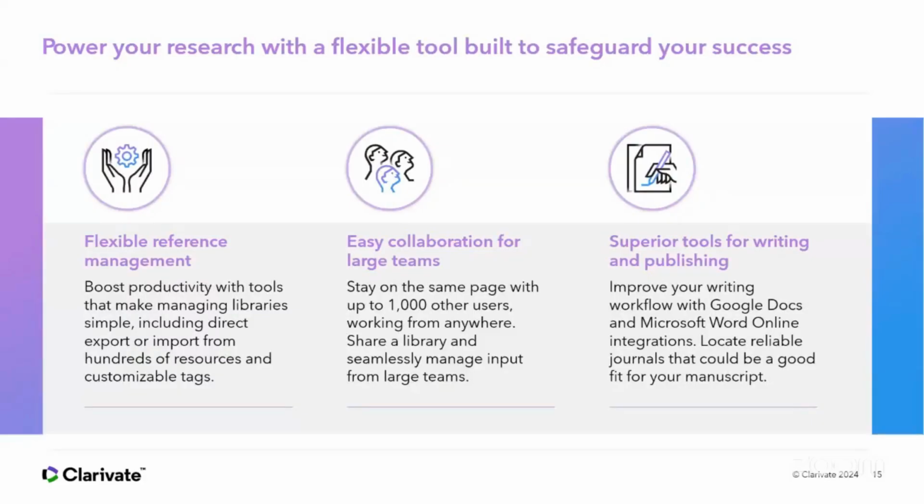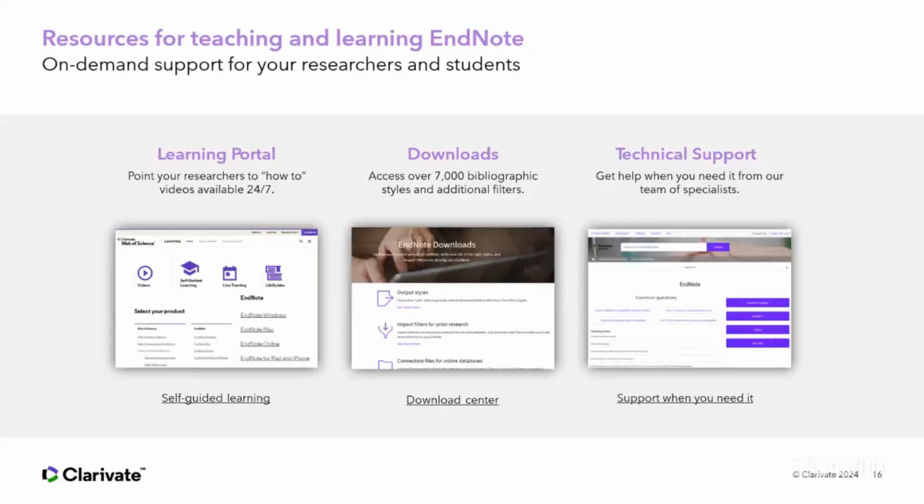Again, a couple of things: flexible reference management, easy collaboration, superior tools for writing and publishing. We know all of this. I've already discussed this part, so this is a bit of a repetitive slide. This slide tells you about the learning portal. These are the various resources that are available for researchers. We have a learning portal where you can click and actually reach our people. You can reach out for technical support. You can download the various options, the bibliometric styles that are there, right, and get them installed on your EndNote 21 account. So basically, you can reach us for any problem at all, and we have recordings which are available.